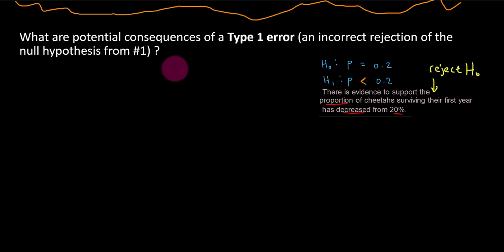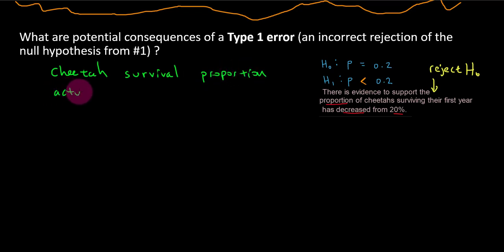But if this is an error, then the cheetah survival actually has not decreased. Cheetah survival proportion actually has not decreased, right? Because here we're saying that the decrease occurred, but if that was an error, then that is not so. So what could be a consequence?